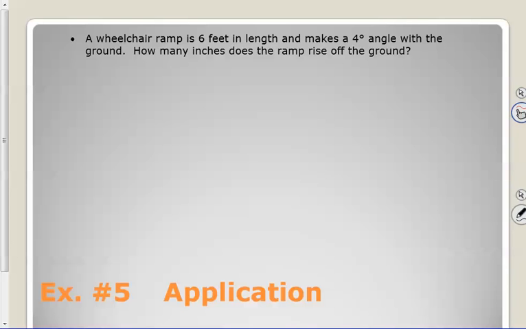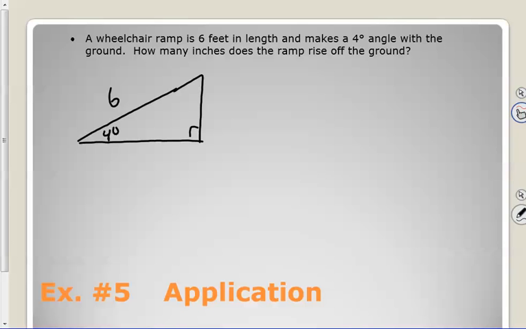I have no idea. Well, here's what I would do. I would draw a wheelchair ramp, 6 feet in length, that makes a 4-degree angle with the ground. There's the ground. There's my 4-degree angle. Not 40, because that'd be a real steep wheelchair ramp. And if I make it, it's going to be 90 degrees. So how many inches does the ramp rise off the ground?